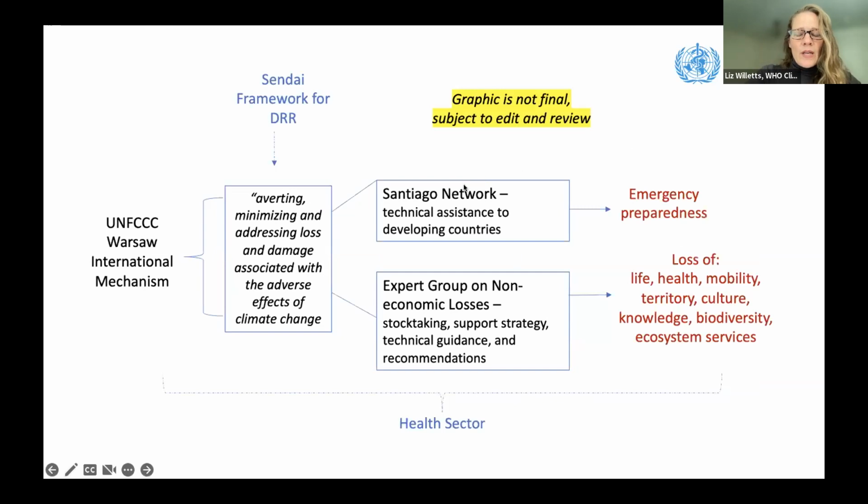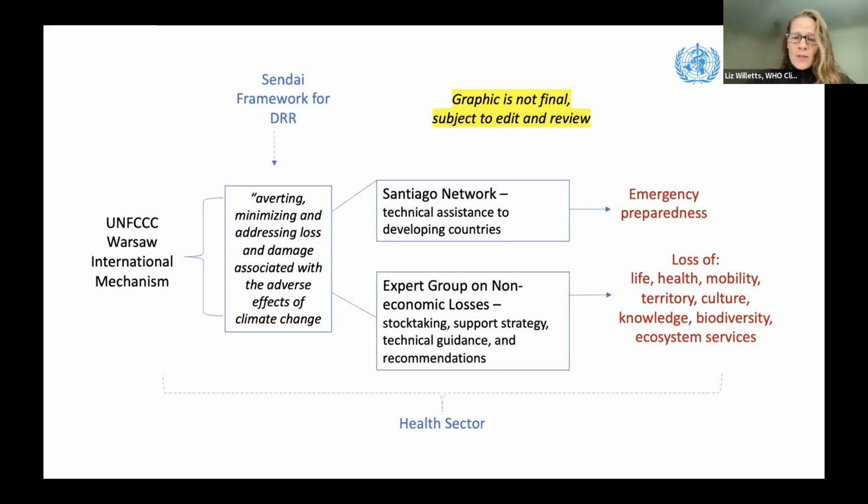We have a graphic that we put together here to try to understand a bit better what the scope is for entering the UNFCCC conversation from the health lens. We tried to put it out visually, and the pieces of the puzzle that come into focus are: we have the Warsaw International Mechanism, and from a health view, it has two main components where we see entry points: the Santiago network, which has been mentioned quite a bit, and that network intends to provide technical assistance to developing countries.